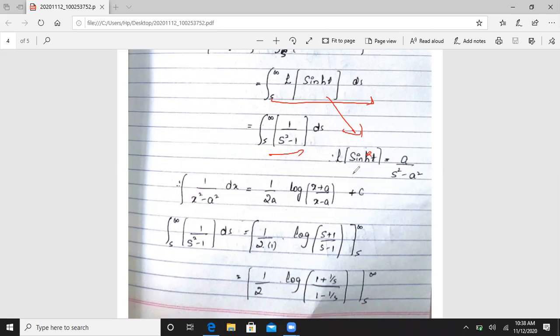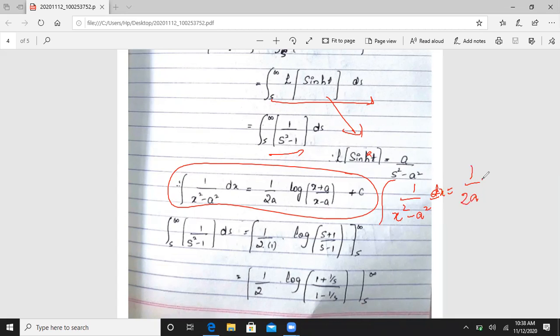And there is one more formula in integration, which I hope you studied in 12th class. That is, the integration of 1 divided by x square minus a square dx is equal to 1 divided by 2a into log of (x plus a) divided by (x minus a), plus c. This is the integration formula I have to write here.